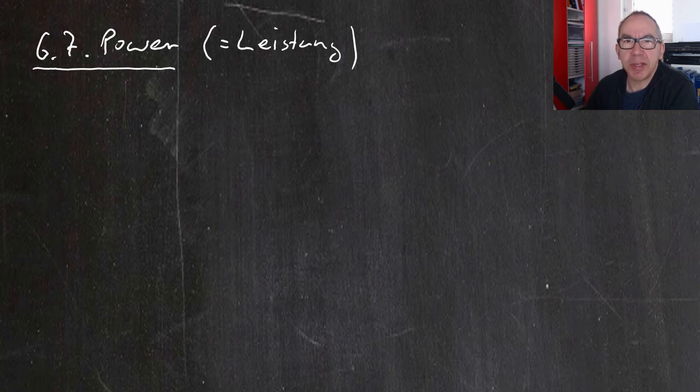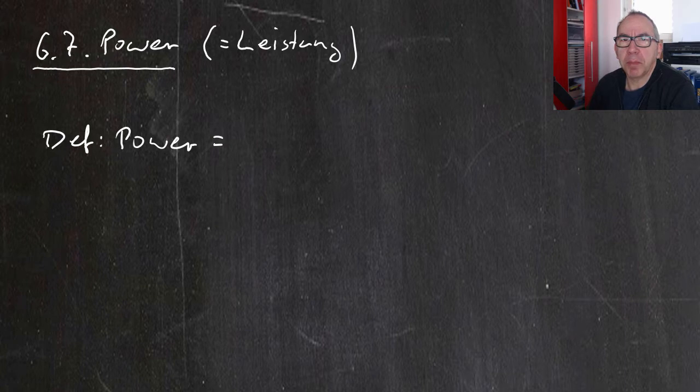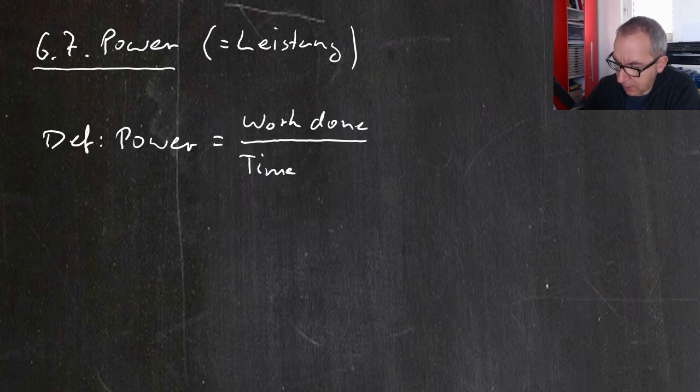So let's come straight to the definition of power. The new thing, if we look at power, is the time. If you do a work in a very small amount of time, you have a big power, and your power is small if you need a long time for the same work. Hence, the definition is the work done divided by the time needed.